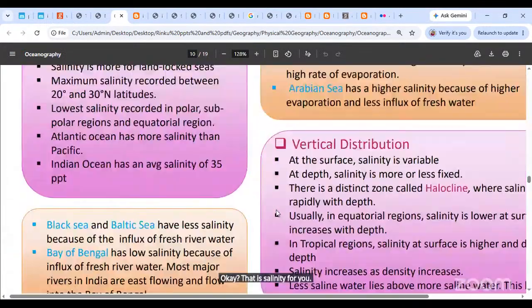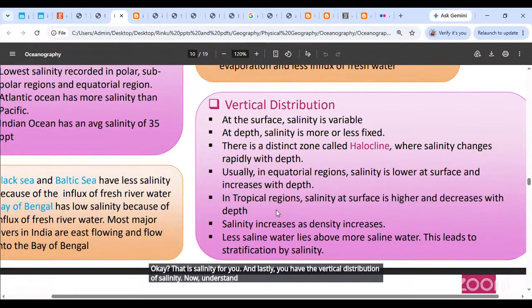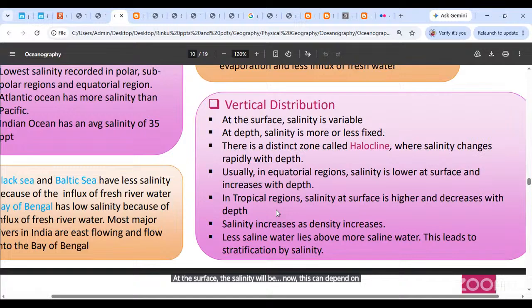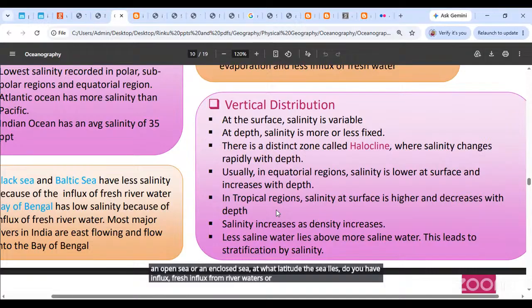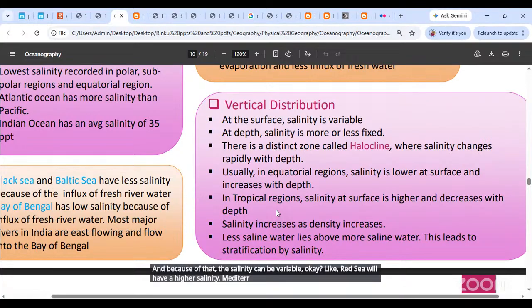And lastly, you have the vertical distribution of salinity. Now understand this: at the surface, salinity is always variable. Okay, because depending on if you are at the surface, this can depend on multiple conditions. If the sea is enclosed or not enclosed, if it's an open sea or an enclosed sea, at what latitude the sea lies, do you have fresh influx from river waters or not? So multiple conditions can vary. And because of that, the salinity can be variable. Like Red Sea will have a higher salinity, Mediterranean slightly lower, and Arabian Sea a little lesser, and so on and so forth. So we are saying it changes from place to place.